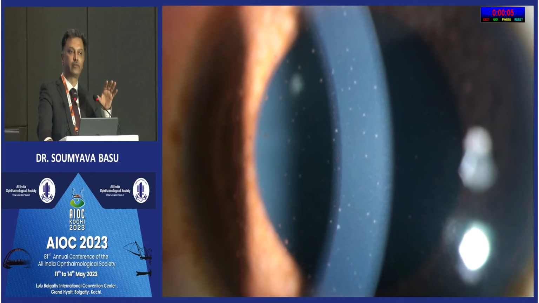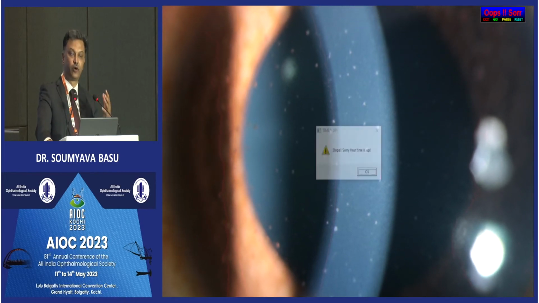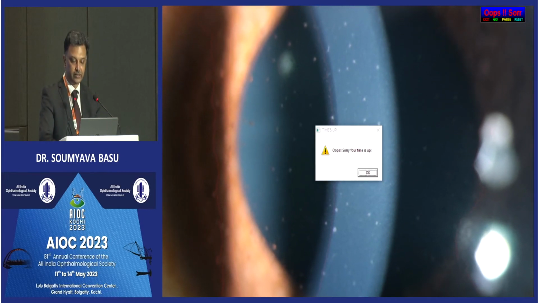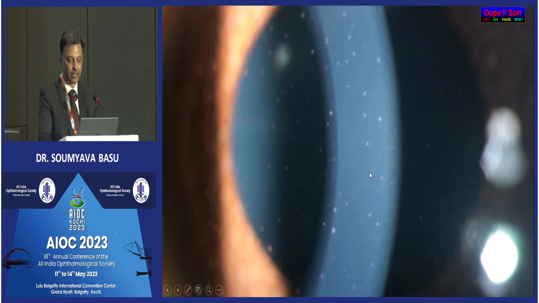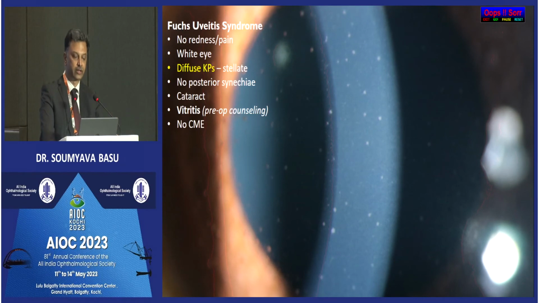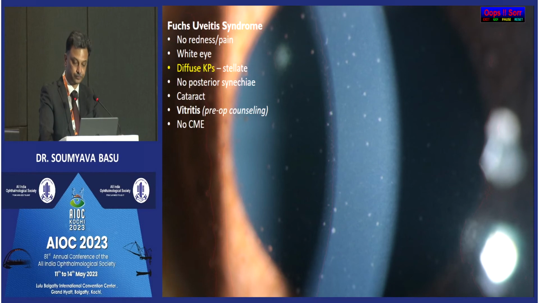He or she would have come to you with a history of decreased vision, or sometimes with a history of floaters. And you see these diffuse KPs on the corneal endothelium, and this will lead you to the diagnosis of Fuchs uveitis syndrome. Remember to do a good counseling for the possibility of floaters post-operatively if you are planning for cataract surgery in this patient.